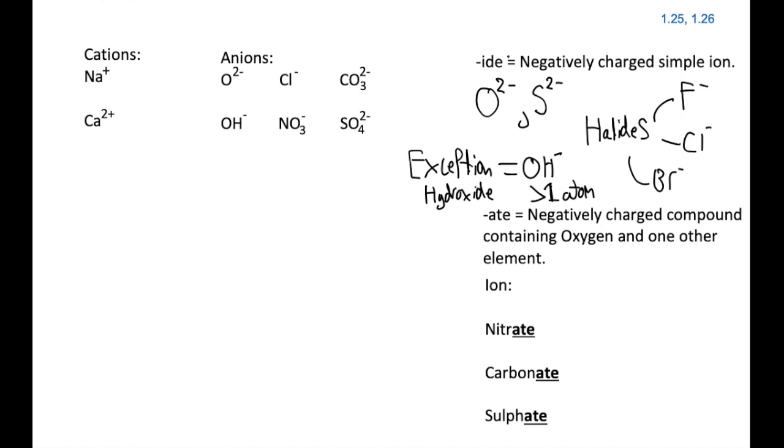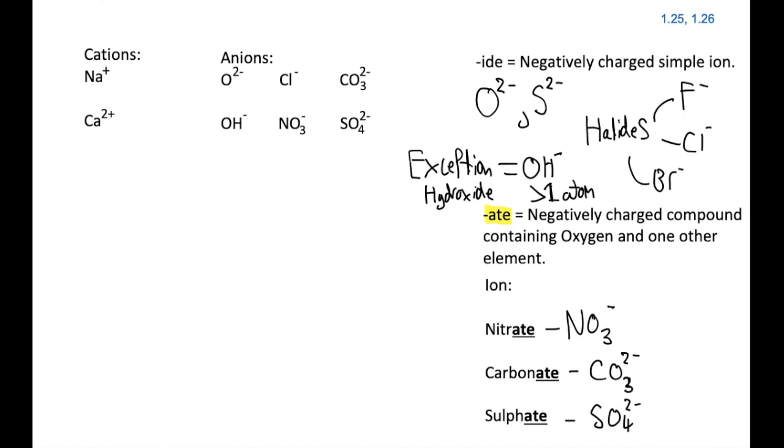Speaking of oxygen, if an ion ends in ate, this means we have an ion which is negatively charged and is made up of oxygen and one other element. For example, nitrate is made up of oxygen and nitrogen. Carbonate, or the carbonate ion, is made up of oxygen and carbon, and sulfate is made up of oxygen and sulfur.